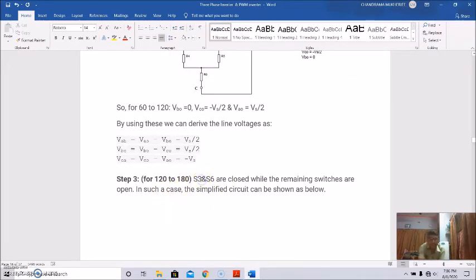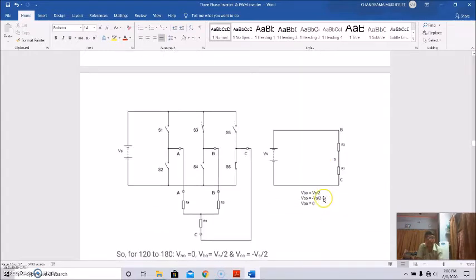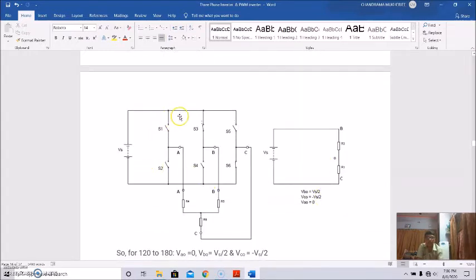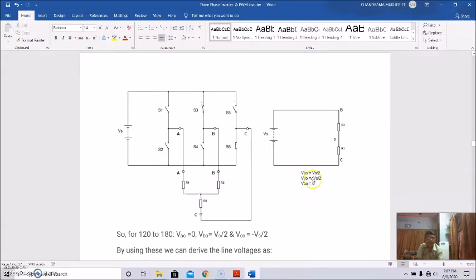And for step 3, for 120 degree to 180 degree, S3 and S6 are closed, while the remaining switches are open. In such a case, the simplified circuit can be shown as below, S3 and S6. So this will be the simplified circuit. In that case, for 120 to 180 degree, VAO equal to 0, VBO equal to Vs by 2, and VCO equal to minus Vs by 2.